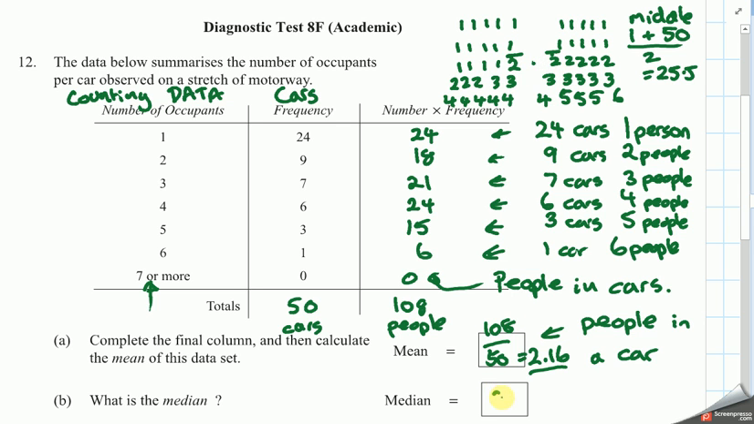But where does that come up in my table? Well, car number 24 is the end of that group. Car number 25 begins this group, so that's cars 1 to 24, then number 25 to number 33. So 25 and 26 are both in here. The number of people in the car is 2. So the median number of people in cars is 2 people in a car.